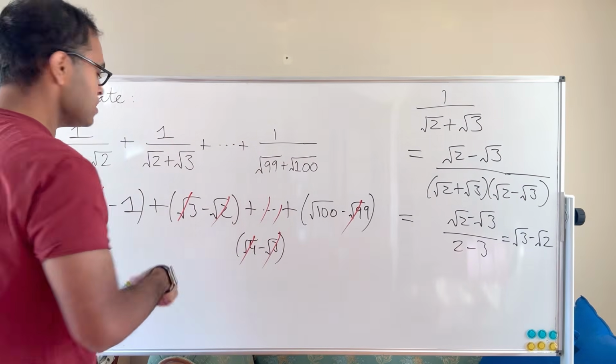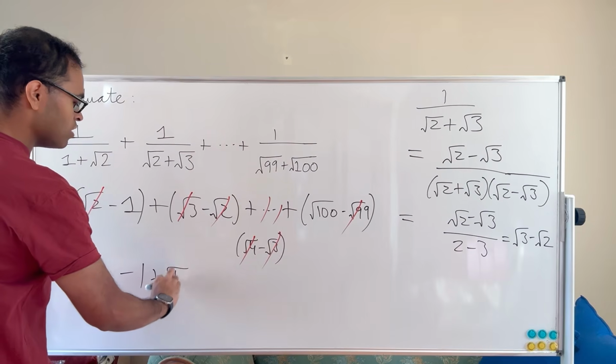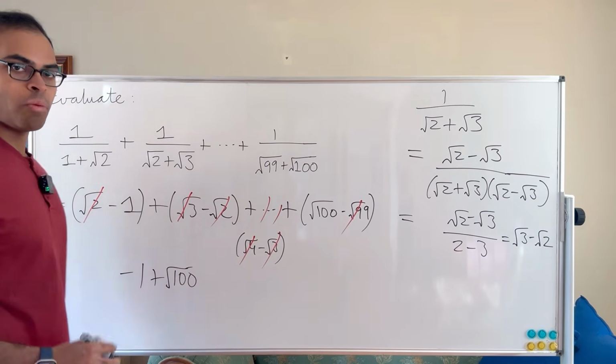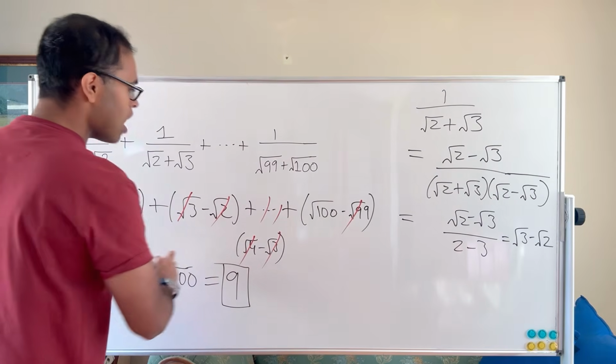And what we're going to get is minus 1 plus root 100. Root 100 is just 10. So minus 1 plus 10 is just 9. 10 minus 1, which is 9. That is our answer. How cool is that?